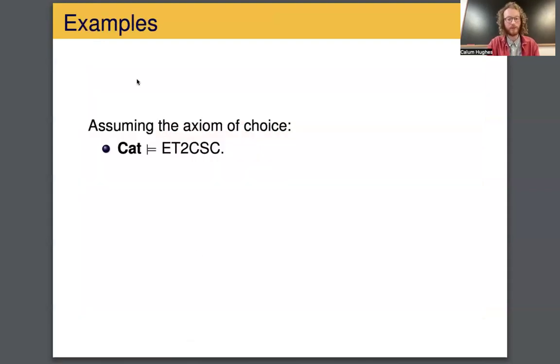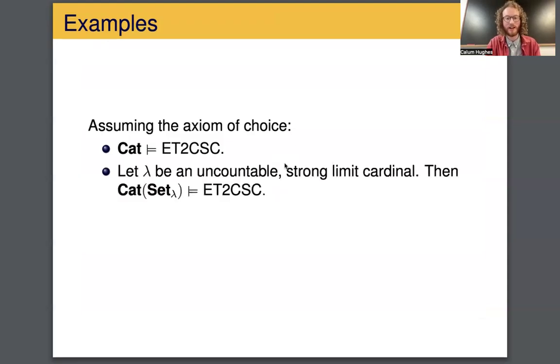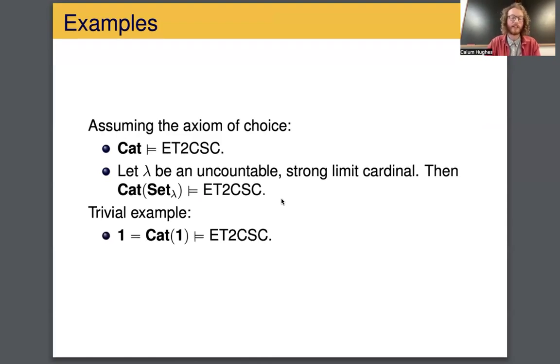To give some examples of such things, cat models this, which is perfect because it's exactly what we wanted it to do. And more precisely, we also have this family of results that if lambda is an uncountable strong limit cardinal, then categories internal to this set is a model of the elementary theory of the two-category of small categories. And we also have this trivial example, that the one object two category is a model of the elementary theory of the two-category of small categories just by trivial things.